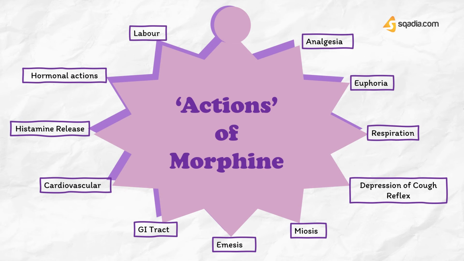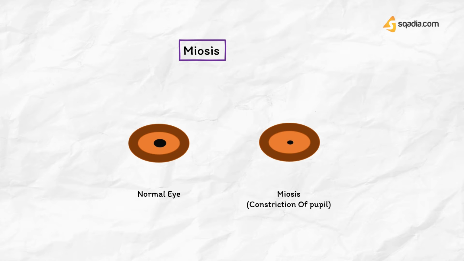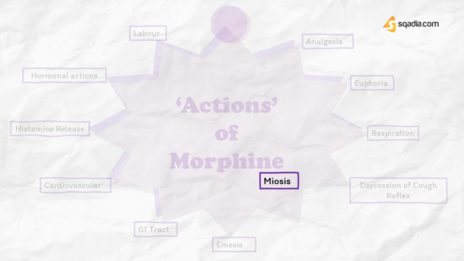Miosis. The pinpoint pupil characteristic of morphine use results from stimulation of mu and kappa receptors. There is little tolerance to the effect, and all morphine abusers demonstrate pinpoint pupils. Please note, this is important diagnostically because many other causes of coma and respiratory depression produce dilation of the pupil.